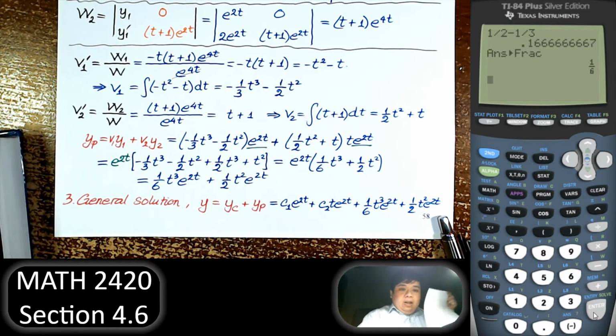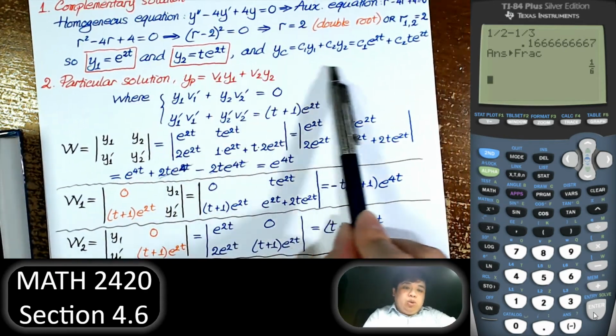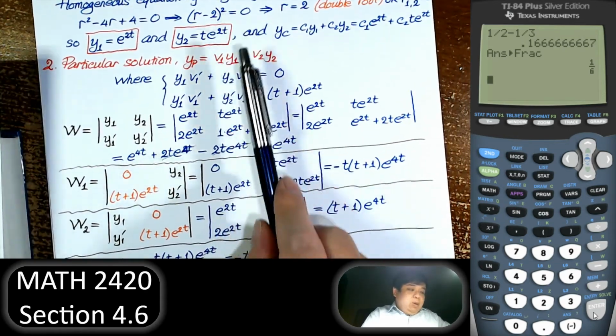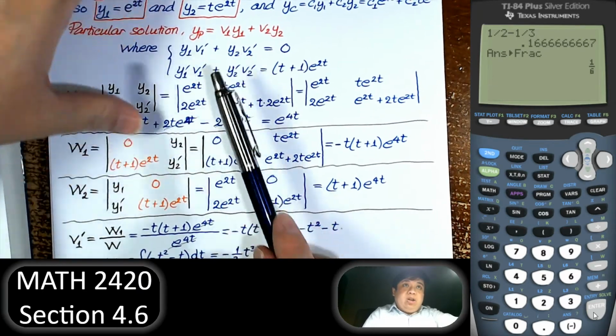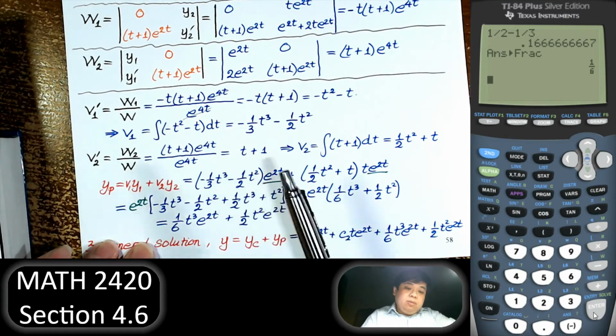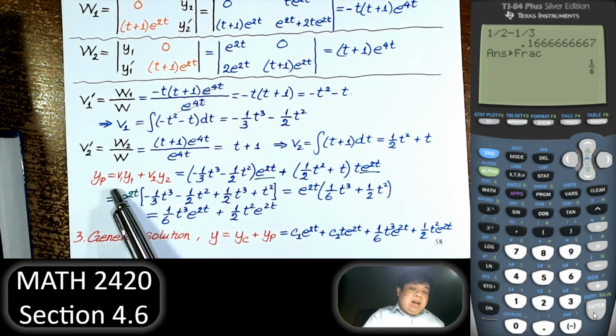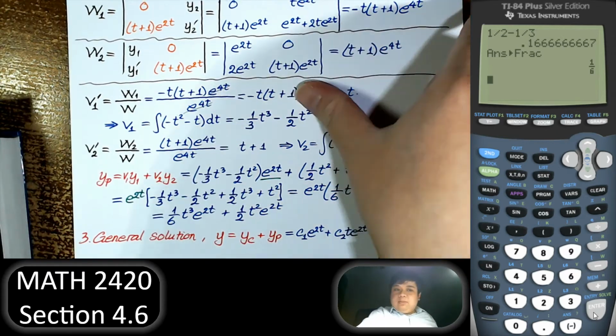So once again, get the complementary solution, y1, y2, then we can put in the system of equations. Solve that system using Cramer's rule, and once we have the solution, integrate, and then we can put it back into the particular solution.